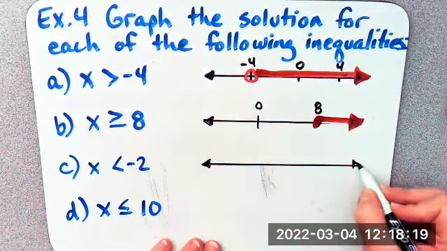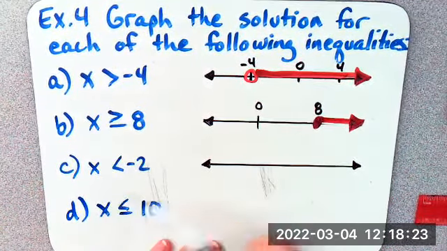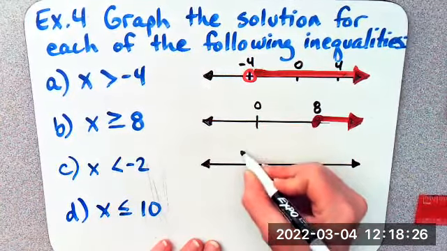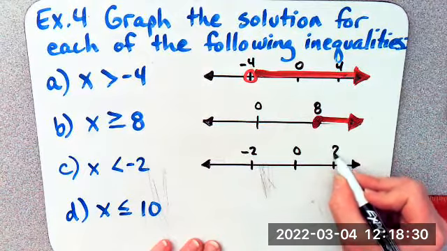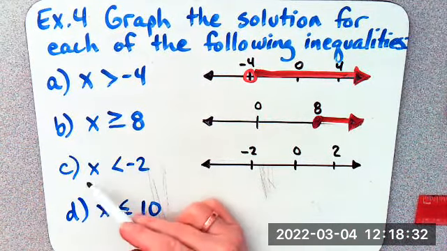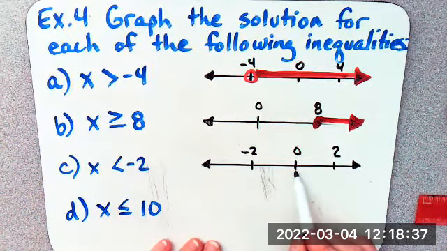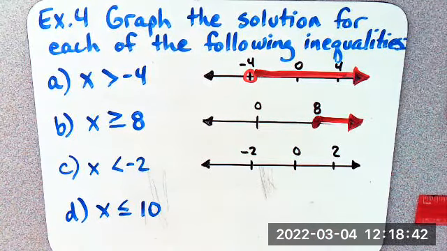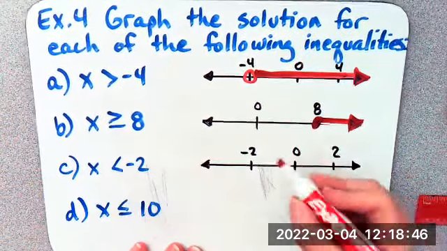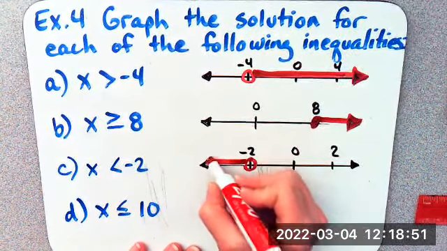All right, so let's look at this one. We have negative 2. So we definitely want to have a negative 2 on our graph, a 0 and a 2. It says x is less than negative 2. Is 0 less than negative 2? No, 0 is greater than negative 2. We don't have an equal bar right under here, so we have an open point, and then we're going to shade this direction.